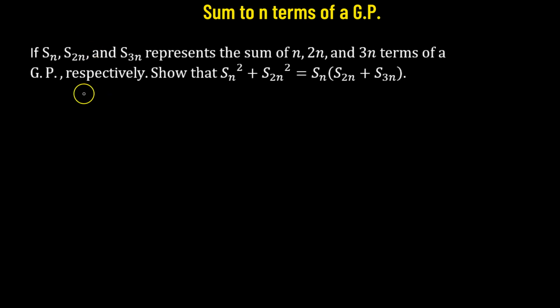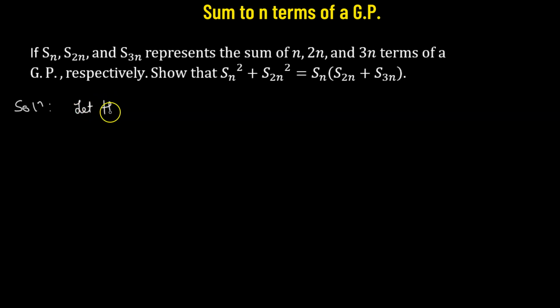In this problem, we are given a geometric progression where Sn, S2n and S3n, these three numbers represent the sum of n, 2n and 3n terms. Now we need to show that this particular expression holds true. So let's begin.